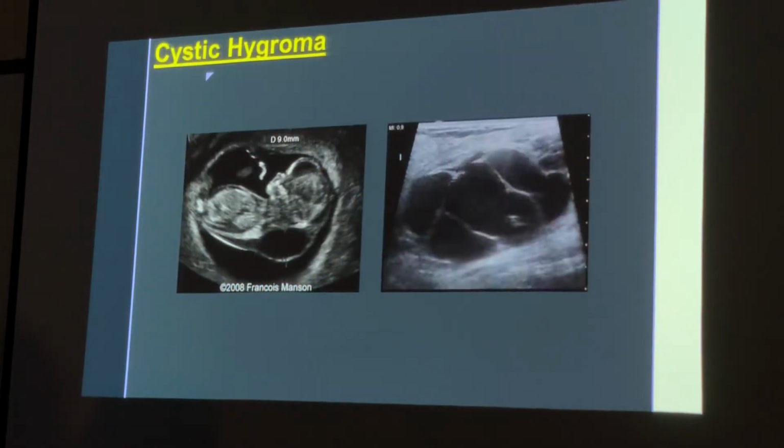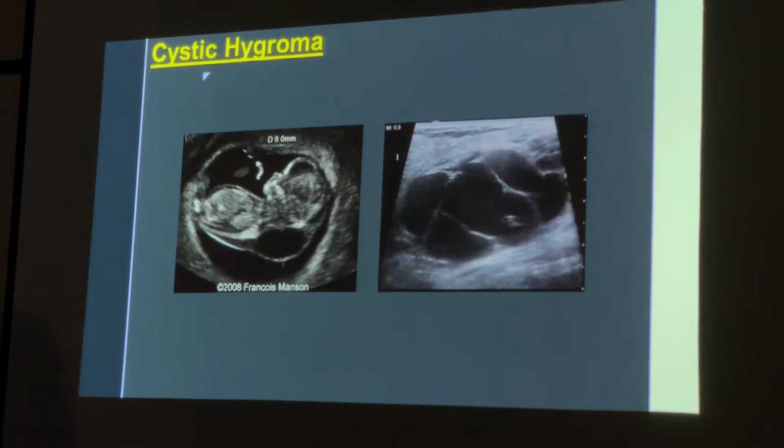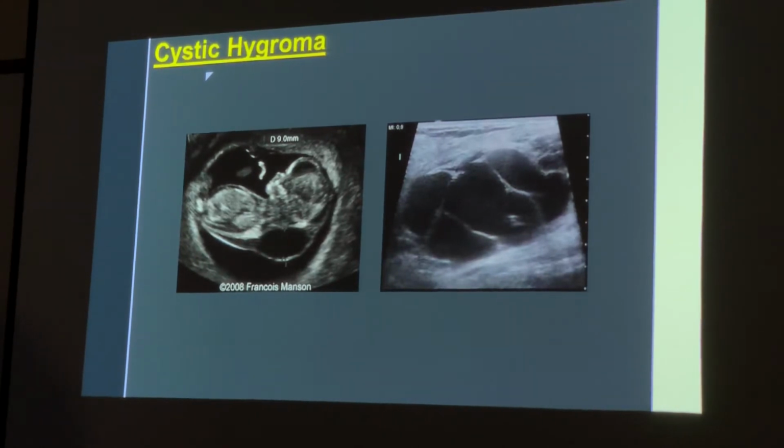Okay. And here's some images of the cystic hygroma in utero. That's why it's important to measure that posterior fossa, right? To measure that nuchal translucency, because we're looking for cystic hygromas. Okay, or what's the other? It's another one, I forget it right now. But that's what it would look like in utero.